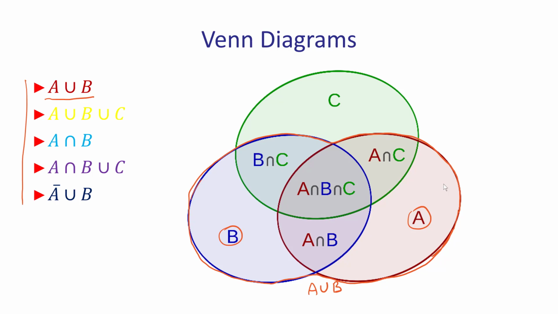Now we want to get union of A, B, and C. So we need also to include all of the elements that you have here, and the overall thing will be here.